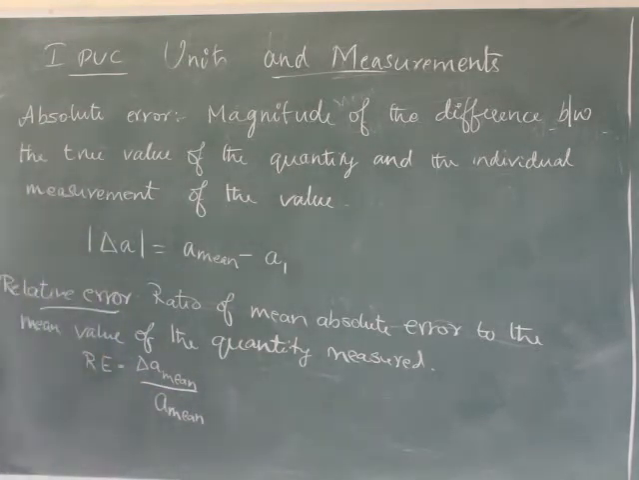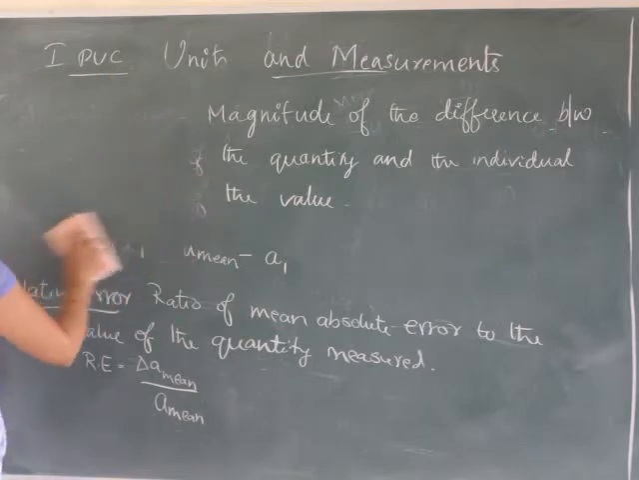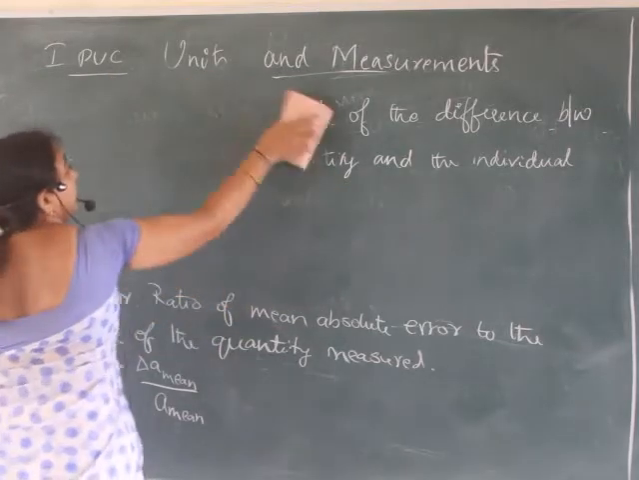Okay. Next, combination of errors. Error of a sum or difference. When we add or subtract, the error occurs. Correct? During that time, how can we write?